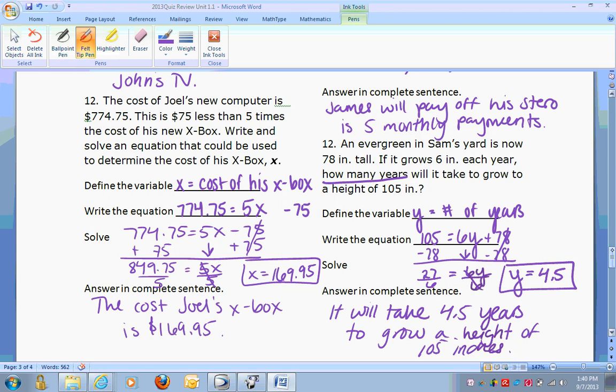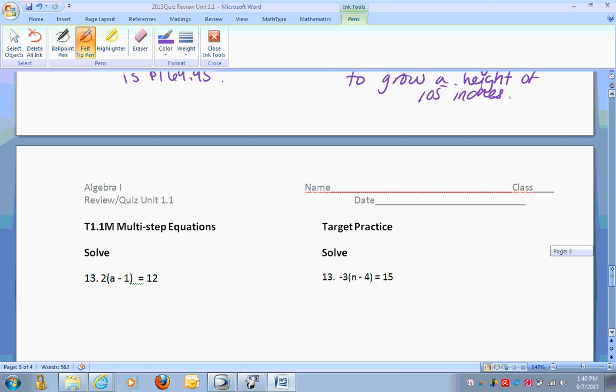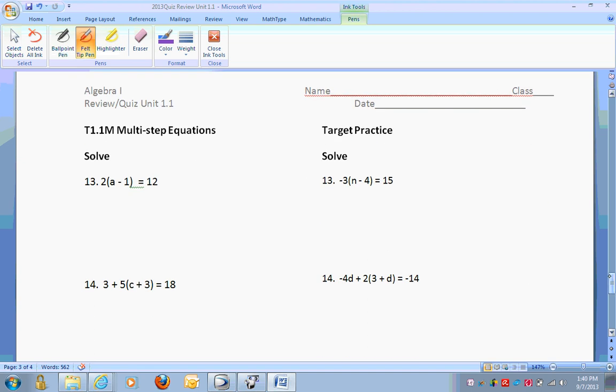All right, now that takes care of our 1 and 2 step problems. Let's move on to the last page of multi-step equations. So they're asking us to solve. And remember, in problem 13, we have parentheses, so we have to distribute first. So it's 2 times a and then 2 times negative 1. So I end up with 2a minus 2 equals 12. Then I'm going to add 2 to both sides. Bring down the 2a. 12 plus 2 is 14. I'm then going to divide both sides by 2, and I end up with a equaling 7.